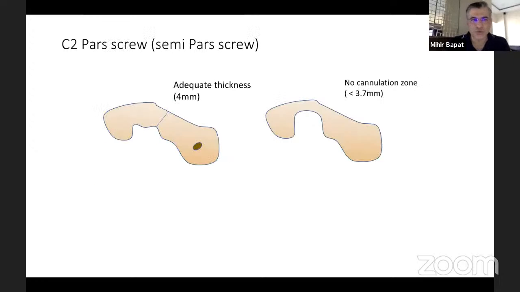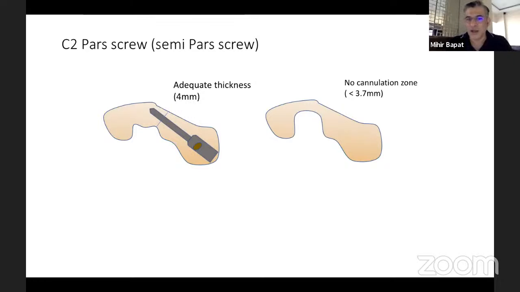Now, when it comes to C2 pars screws, you have to ensure that the C2 pars is of adequate thickness, and it should be at least 4 millimeters to put a 3.5 millimeter screw by the freehand technique. Once you have drilled a hole just above the C2-3 joint, instead of using a burr or a drill, what you can do is just introduce a blunt feeler into the cancellous bone as far as it can reach, and then you can put a screw over it. So it's the easiest screw to put in the C1 C2 complex.